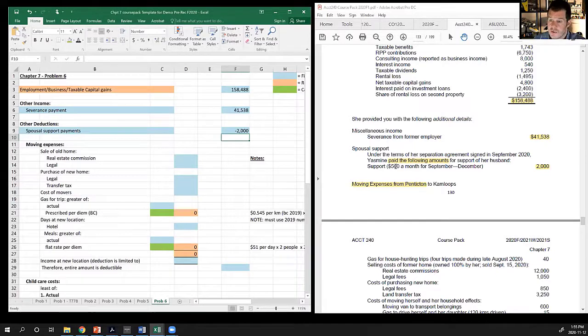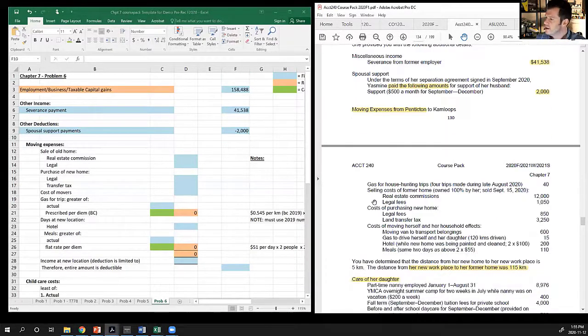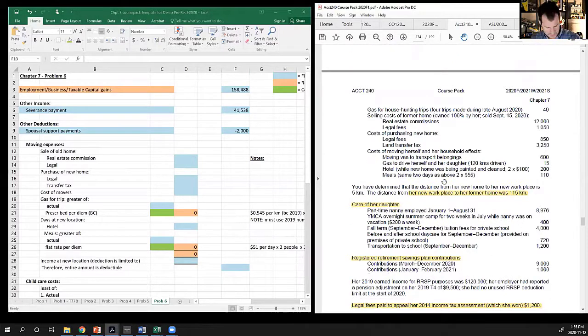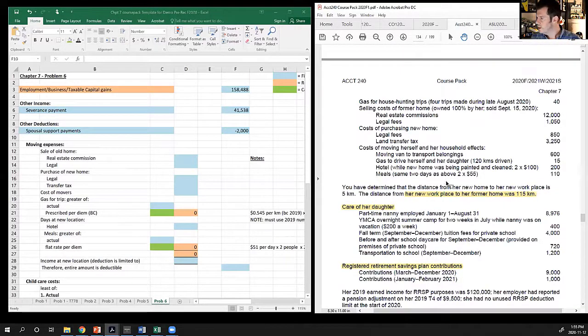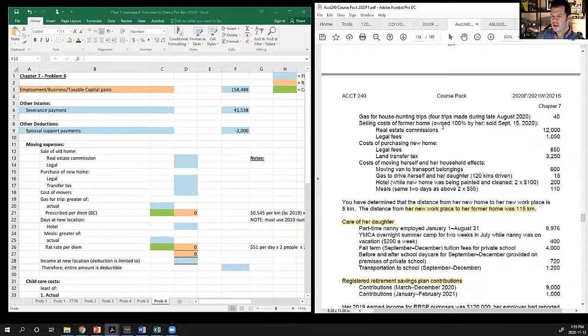Now we're going to take a look at moving expenses. I've just laid this out already. Otherwise, me typing it in takes forever. So I'm just going to go through the various moving expenses here with you guys, and we'll talk about whether or not we can deduct these things. So first up, we have gas for house hunting trips of $40. We know that house hunting is not an eligible expense, so we're not going to be able to deduct the $40. Big deal. A $40 deduction gives you like $10 of actual tax savings. Who cares?